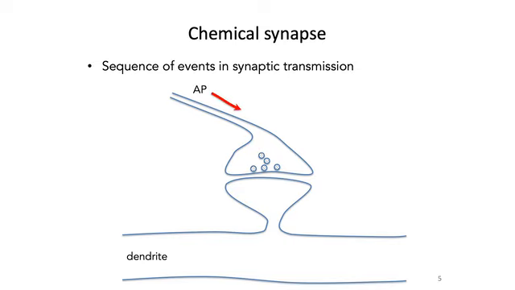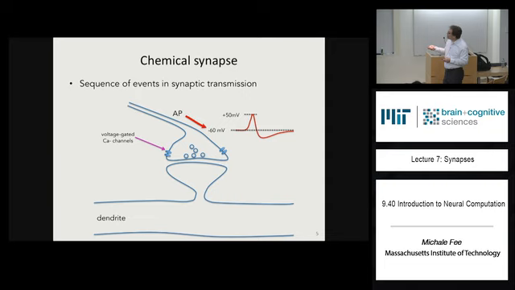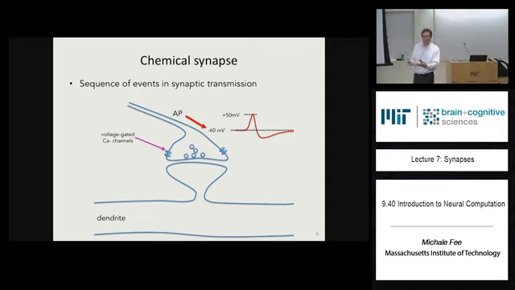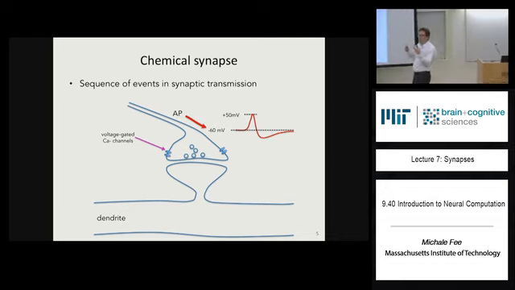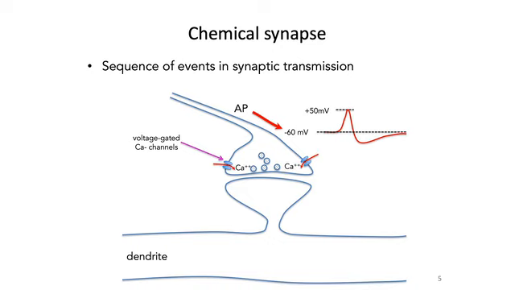So we have an action potential that propagates down. That's a pulse of depolarizing voltage. When it reaches the synaptic terminal, that pulse of depolarizing voltage is about plus 50 millivolts. That activates voltage-gated calcium channels that turn on just the same way that we've described voltage-activated sodium channels and potassium channels. That allows calcium ions to flow into the presynaptic terminal.